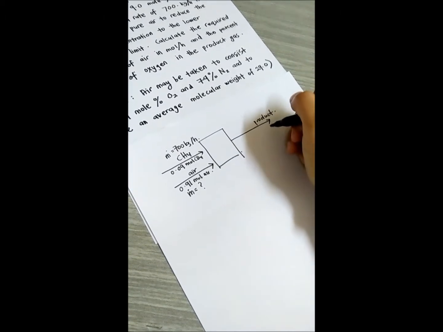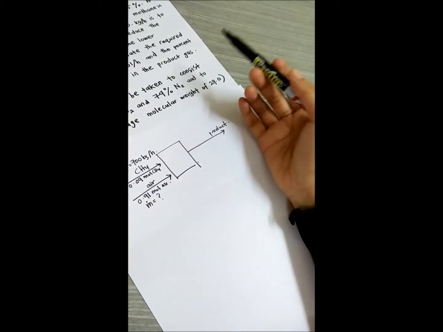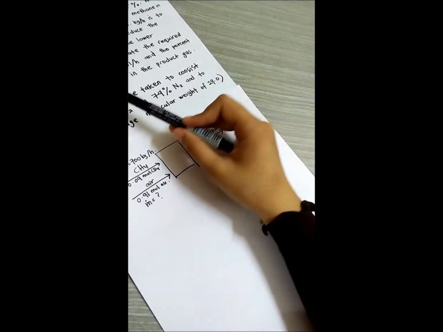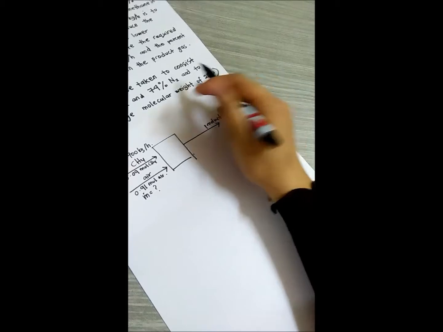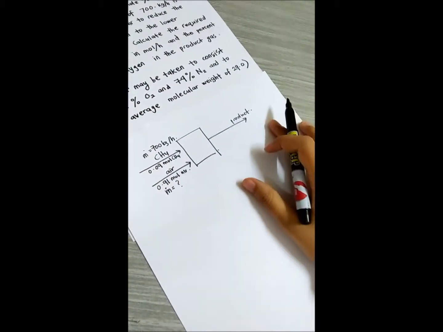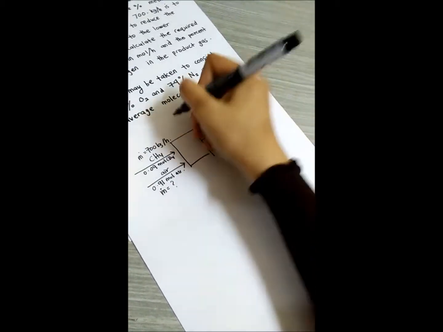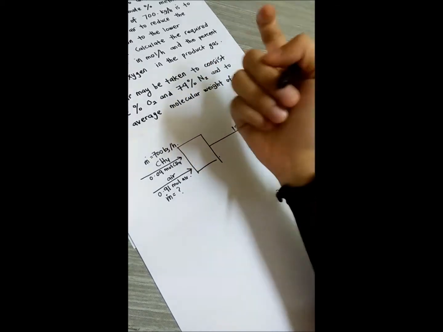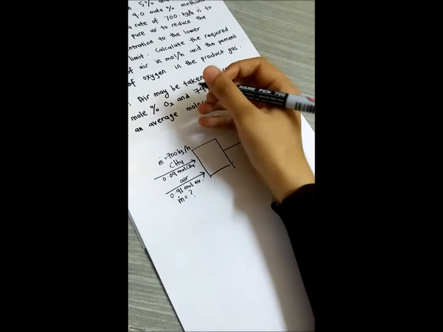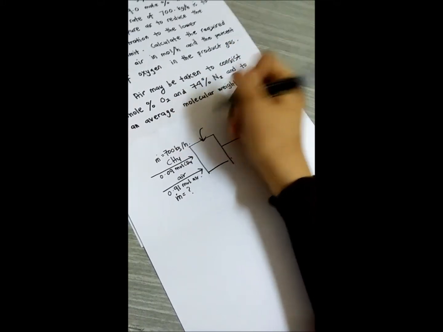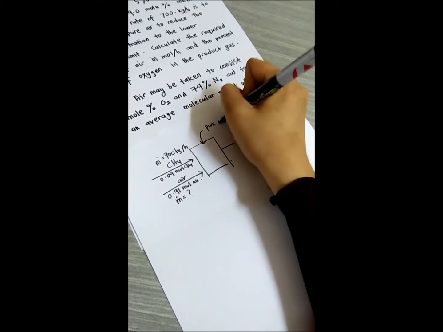Now for the product, what you need to know is the percent by mass of oxygen in the product. Here it says that to reduce the methane concentration to the lower flammability limit, you have to dilute it with pure air.